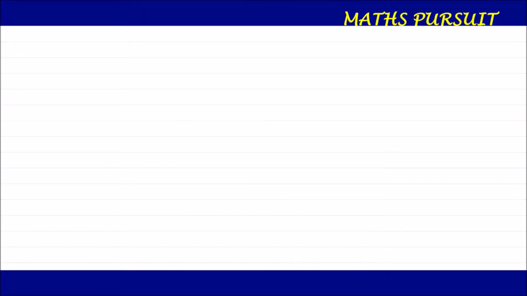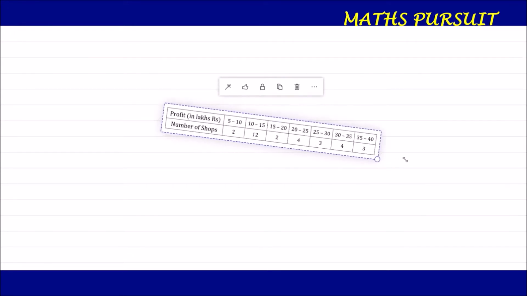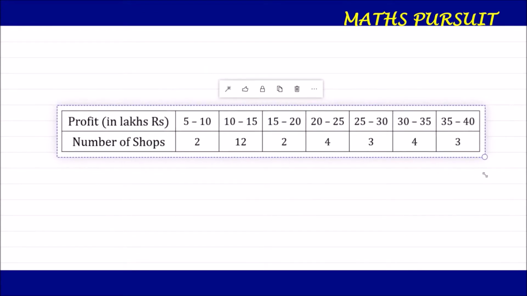So guys, as per the question, we are going to draw ogive curves for the median. There are two types of ogive curves that we are going to draw. One is the more than ogive curve and one is the less than ogive curve. So let us see how we are moving ahead in solving this type of question.